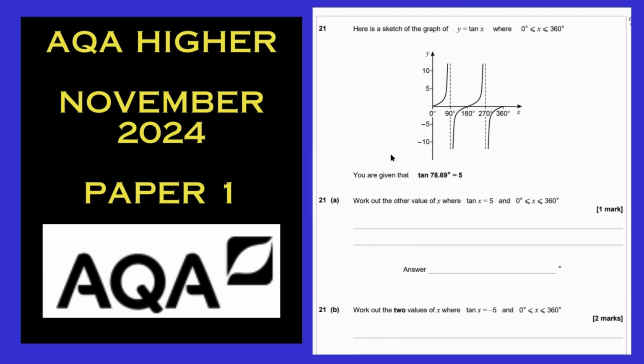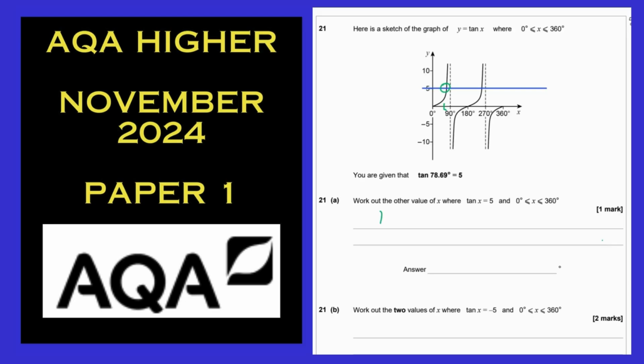Number 21. Bit of a weird one. Most people, I'm sure, are always expecting sine and cos. Unfortunately, here we go. We've got a tan. For part A, you could have drawn that line on if you wanted to. That's absolutely fine. Because what happens on the tan curve? The tan curve repeats every 180 degrees. So when you know one solution, you add 180 to get your next solution.